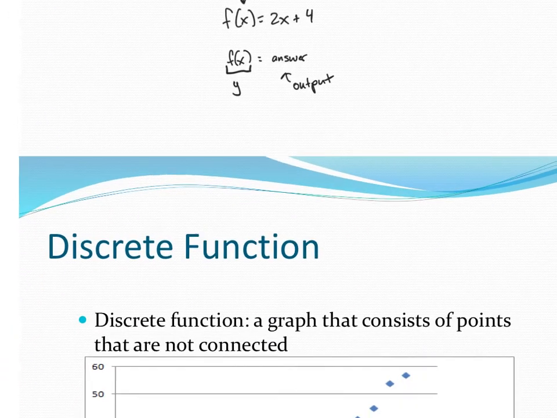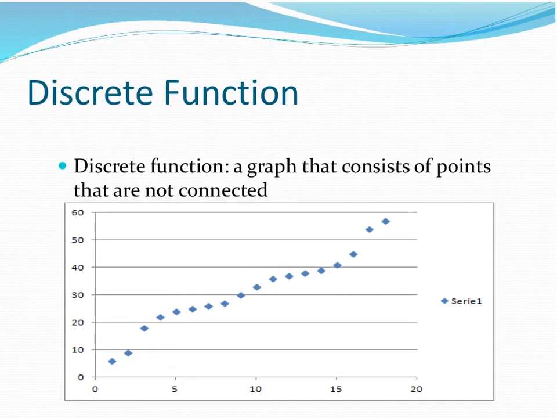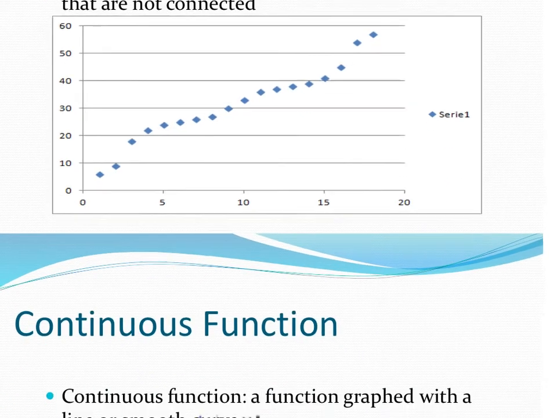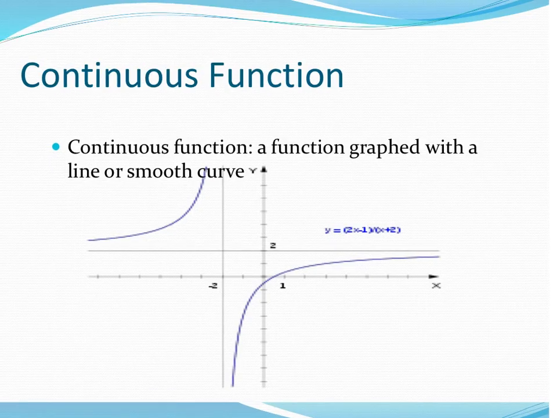Now, there are two different types of functions. First one we're going to talk about is discrete functions. A discrete function is just when the points aren't connected. As you can see in this graph, there's a whole bunch of different points, but these points aren't connected. Discrete functions are used when you're trying to plot things that are just events and instances. There really is no connection between the domain and the range. It's just individual events.